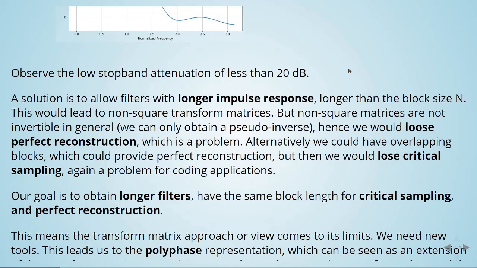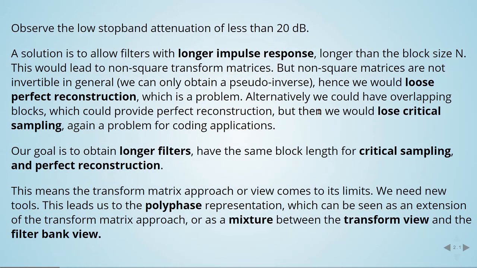Our goal is to obtain longer filters, have the same block length for critical sampling, and perfect reconstruction. This means the transform matrix approach, or view, comes to its limits. We need new tools. This leads us to the polyphase representation, which can be seen as an extension of the transform matrix approach or as a mixture between the transform view and the filter bank view.